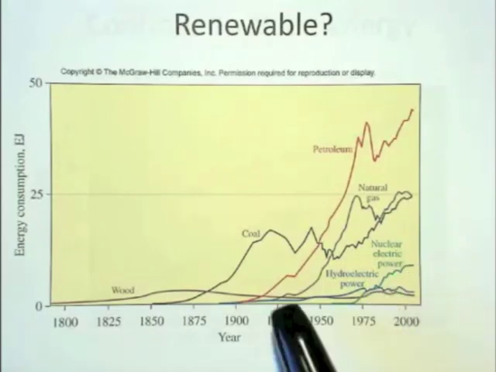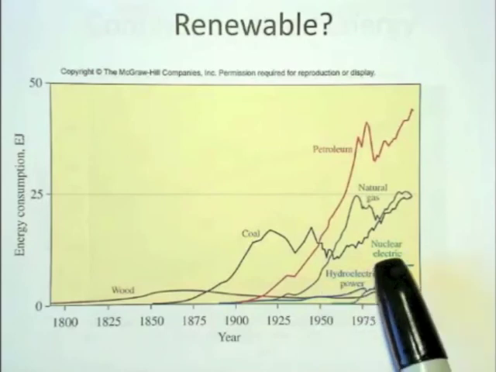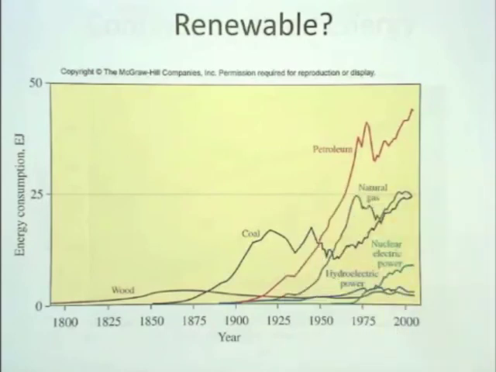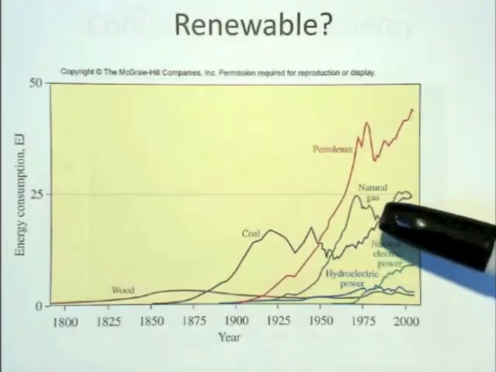And of all these sources, the only one that we consider to be renewable is hydroelectric power. Everything else is a source that once it's used, it's depleted, and that particular fuel is no longer available to be used. So you can kind of see that, and as you know, our petroleum supplies are not endless, our coal supplies, our natural gas supplies aren't endless.